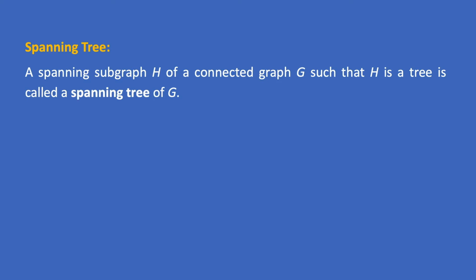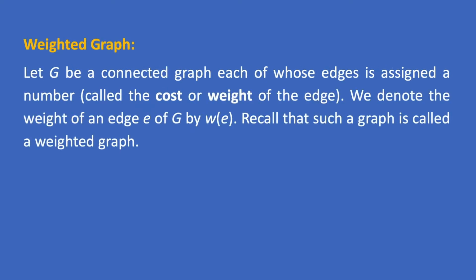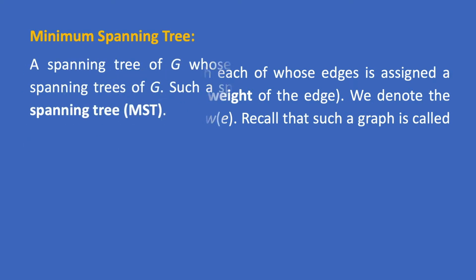A spanning subgraph H of a connected graph G such that H is a tree is called a spanning tree of G. Once again, let us recall the weighted graph. Let G be a connected graph, each of whose edges is assigned a number called the cost or weight of the edge. We denote the weight of an edge E of G by W(E). Recall that such a graph is called a weighted graph.